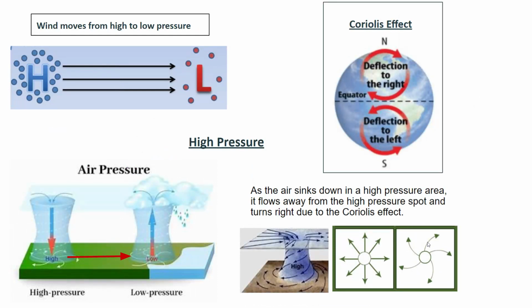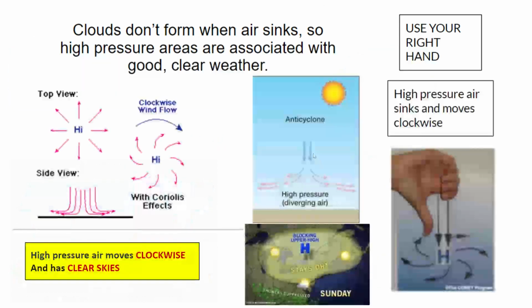Okay? So here's another example. In high pressure areas, winds are trying to move away. This is a top view. And you'll see that the air is sinking, because in high pressure areas air sinks, and it's also trying to move away from the high pressure area. And as it's trying to move away, the arrows are deflecting towards the right side. And notice that this creates an overall clockwise flow. So high pressure areas move clockwise, and we have clear skies in high pressure areas.